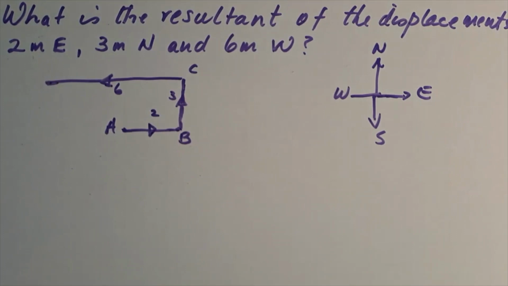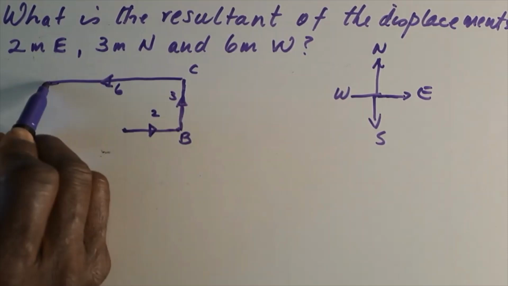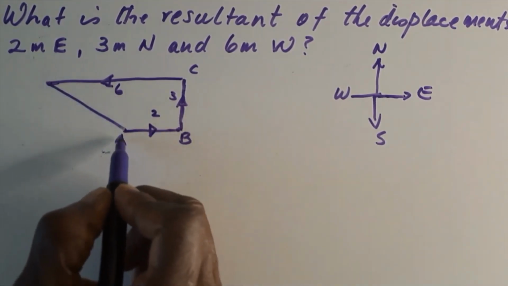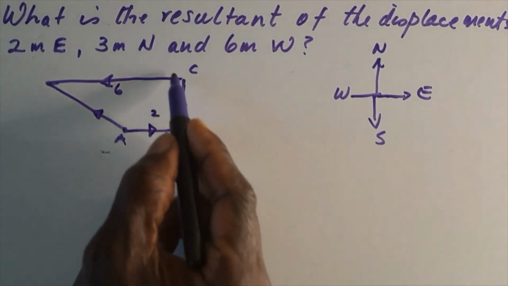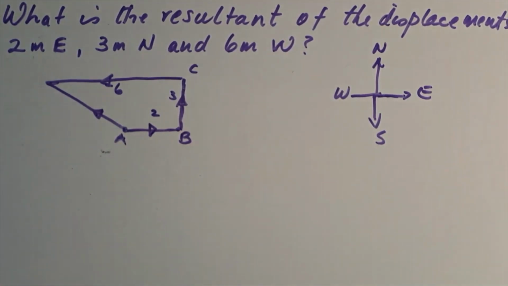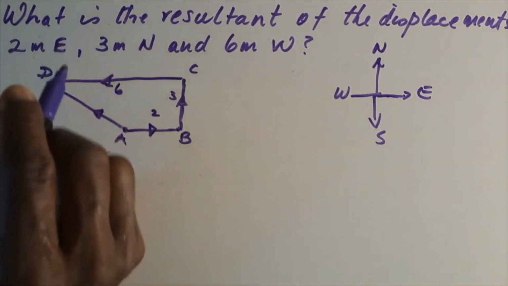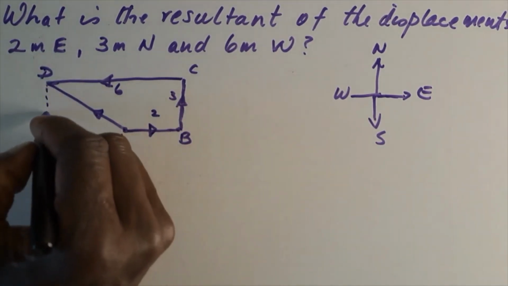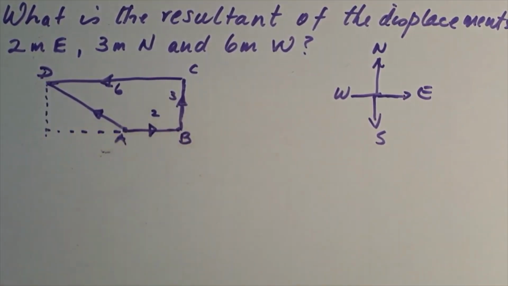Now the resultant of this is this line here, with arrows going in the opposite direction to these. So these are going in this direction. The resultant is the arrow going in the opposite direction that connects A to D. Now we can draw some broken lines along here, and we can see that we can complete a rectangle.